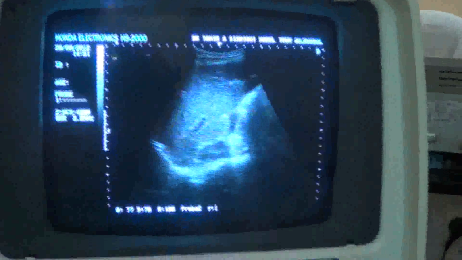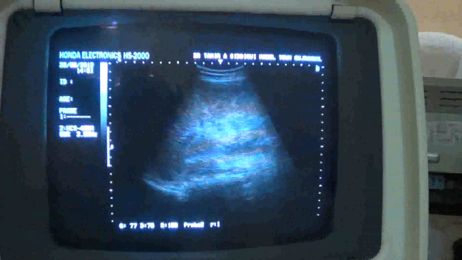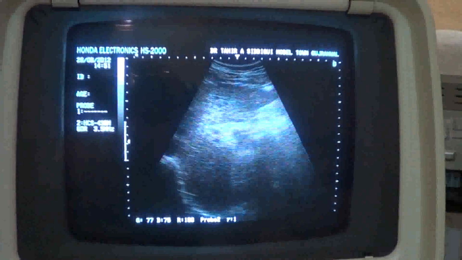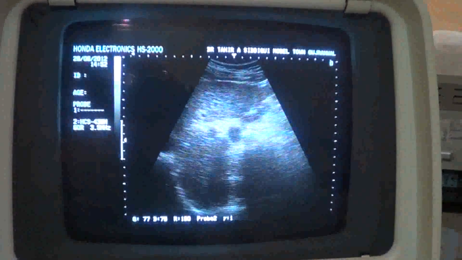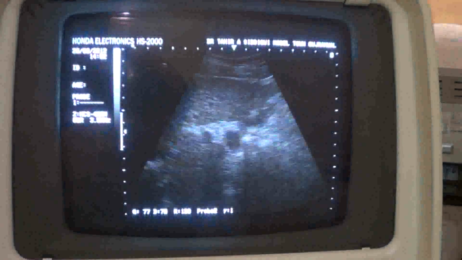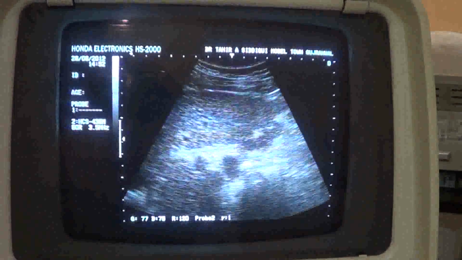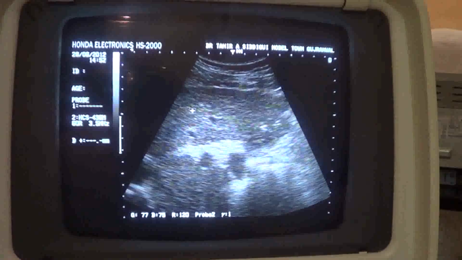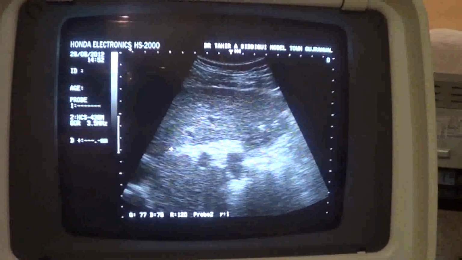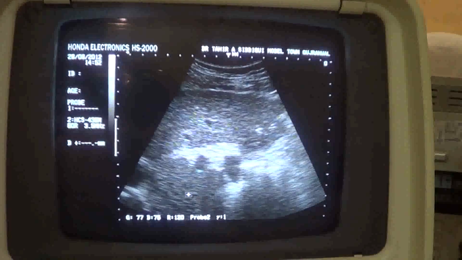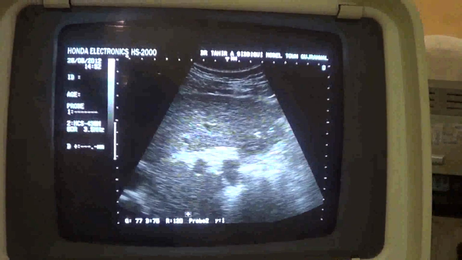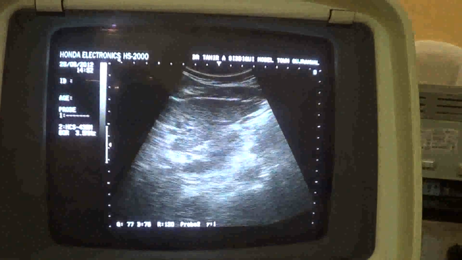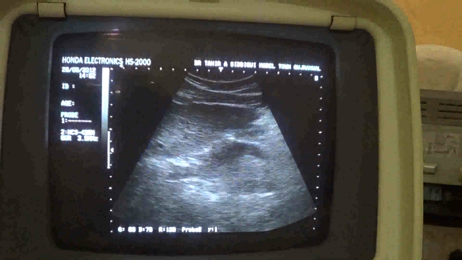In the subcostal region we can see the liver, this is the longitudinal view of the liver. You can see the left lobe with irregular outer surface. The echogenicity is diffusely raised, brightness is raised, and the texture is coarse. This fits into the category of cirrhotic liver.